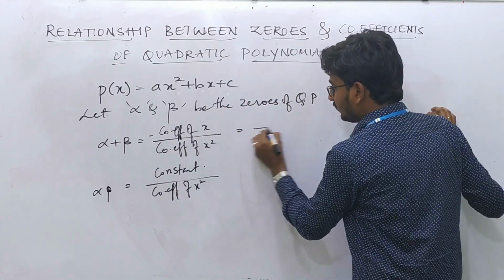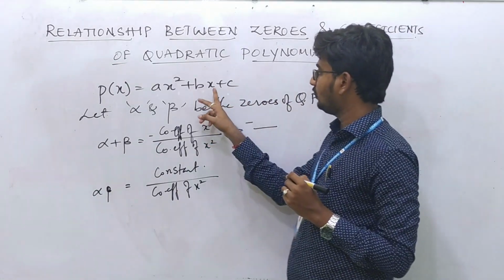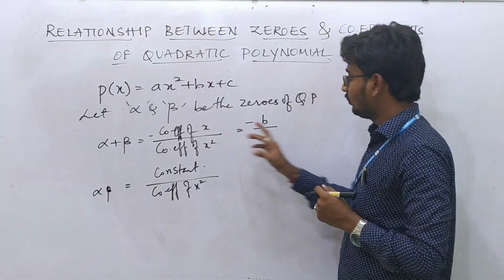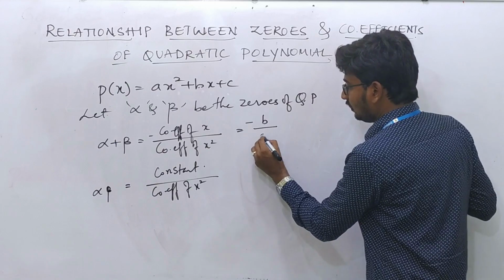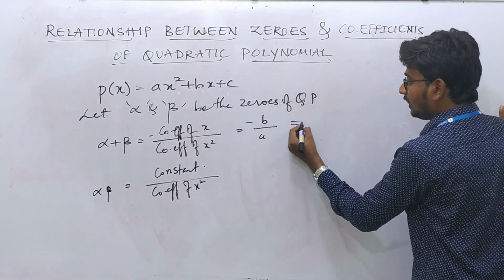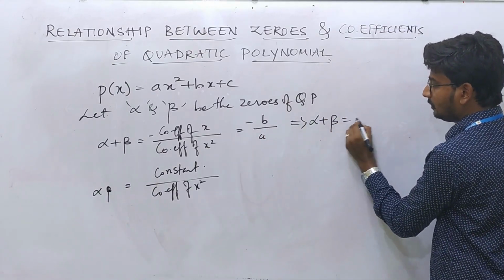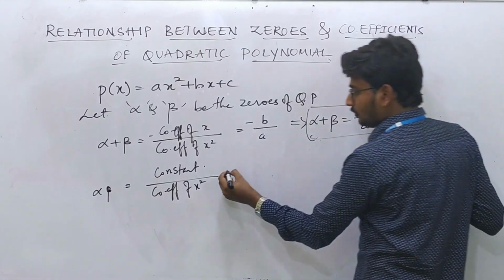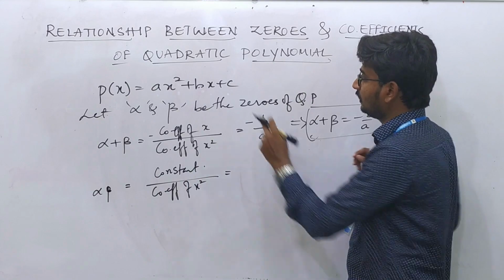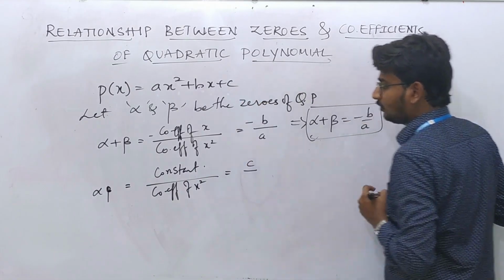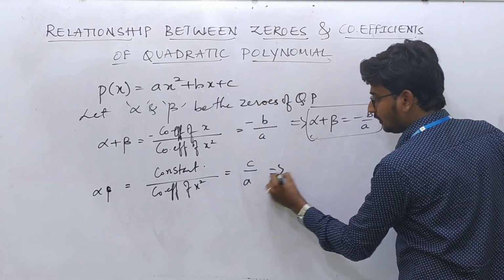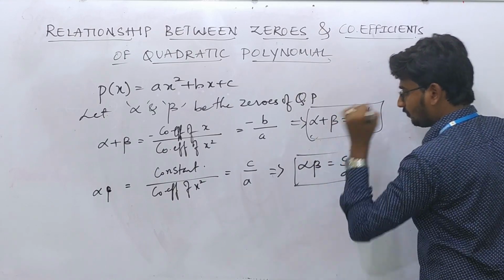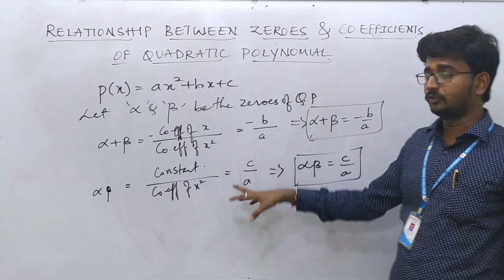Now, the minus sign I will keep as usual. The coefficient of x is b, so I will write it as minus b, divided by the coefficient of x square, which is a. So the sum of zeros, alpha plus beta, equals minus b by a. Product of zeros: the constant is c, and the coefficient of x square is a, which implies alpha beta equals c by a. We have a proof also.